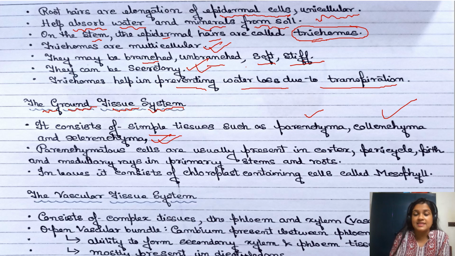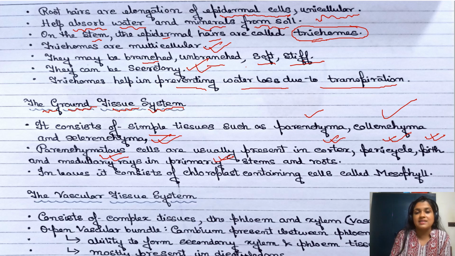Now, parenchymatous cells are usually present in cortex, pericycle and pith. What are these? I will tell you later in this chapter, while we study the anatomy of dicot root, monocot root and dicot stem. So parenchymatous cells are usually present in cortex, pericycle, pith, medullary rays and in the primary stems and roots.